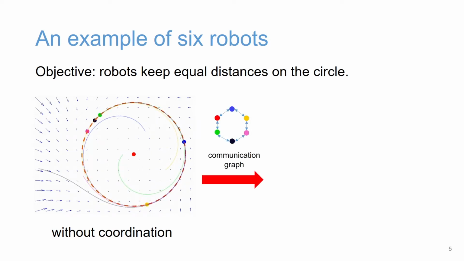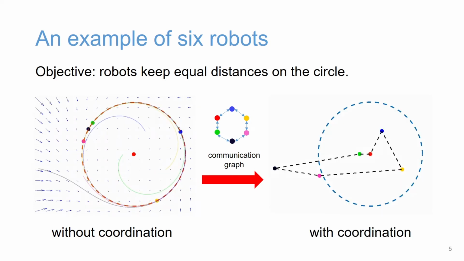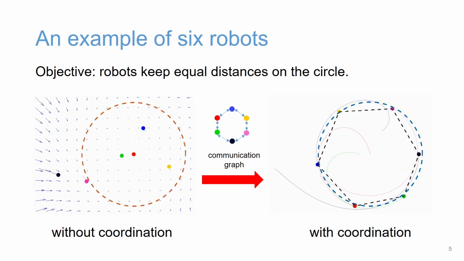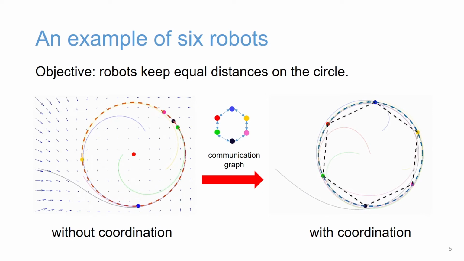We propose to use the singularity-free guiding vector field introduced before and let the neighboring robots share the virtual coordinates W by communication, as shown by this graph. Starting from the same initial positions, these 6 robots follow the circle while keeping equal distances. Let's see what is behind the scene.